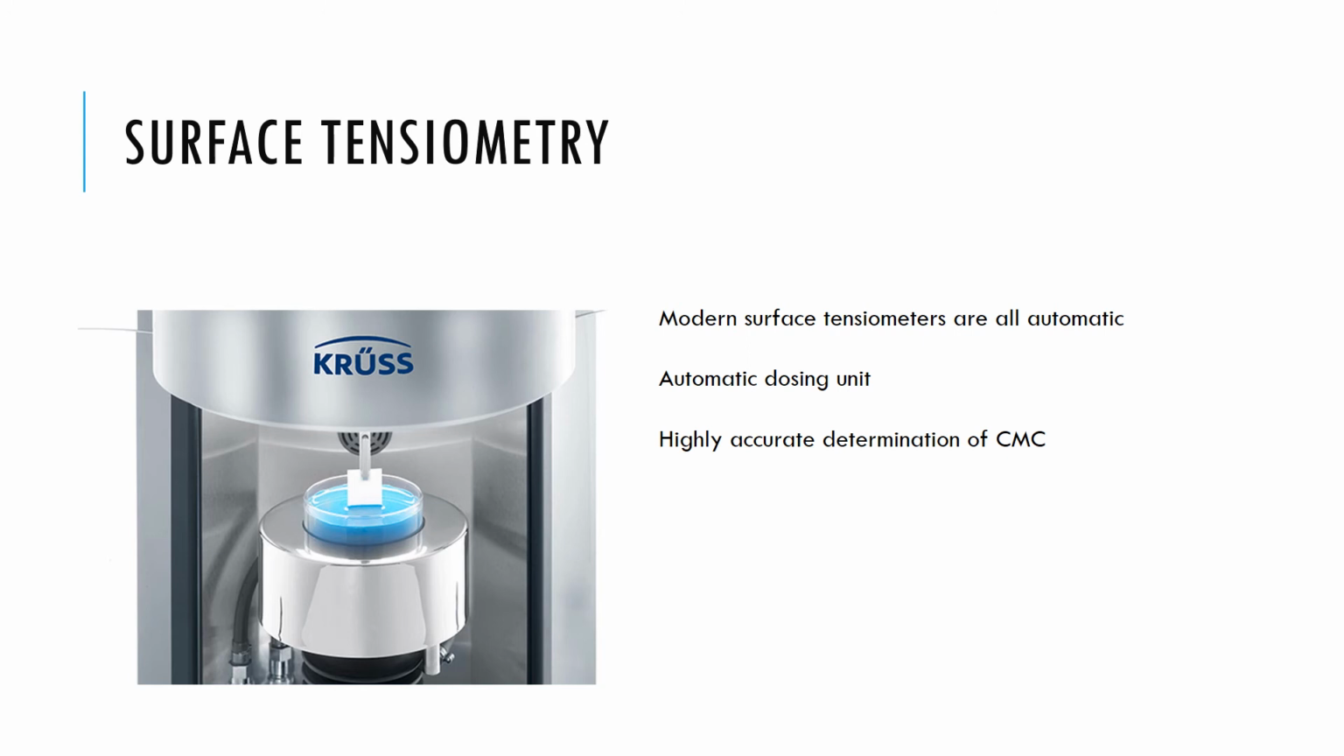Modern surface tensiometers make things very easy because they are all automatic. You would set up a stock solution of your surfactant, and it would inject small volumes of that into your measurement vial, and it would automatically dose and increase the concentration of surfactant and take measurements after each dosing. And that gives us a very accurate determination of the critical micelle concentration.